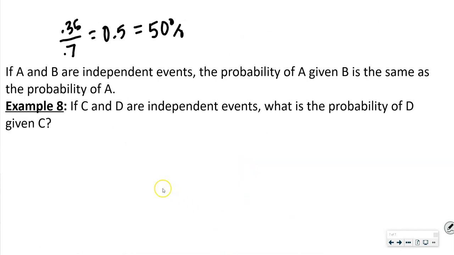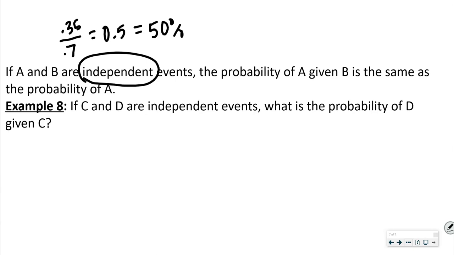It says, if A and B are independent events, the probability of A given B is the same as the probability of A. So what does this really mean? We want to see this word independent. It's saying if A and B are independent, the probability of A given B is the same as the probability of A. Why? Because ultimately, if B's already occurred, then A is the probability.